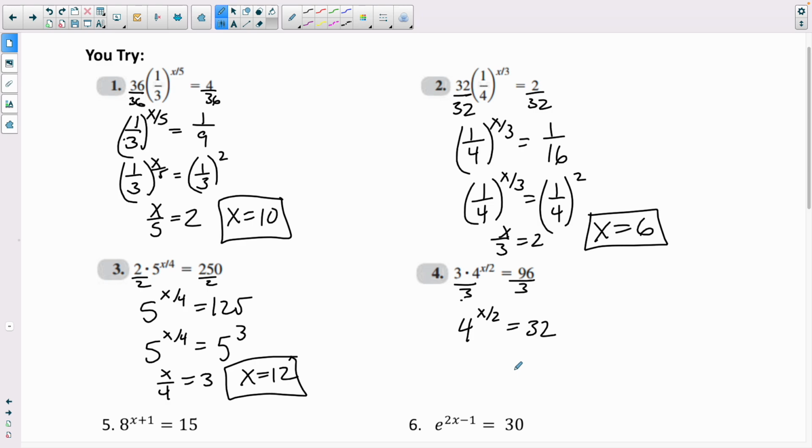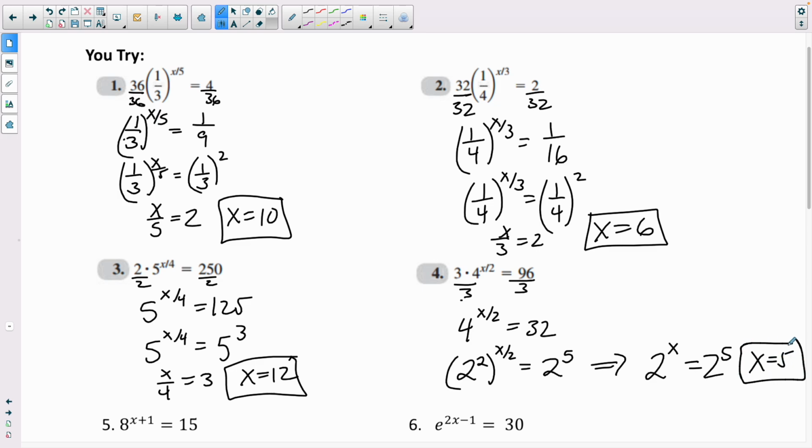So here, 32 is not a power of 4. So what I'm going to do is rewrite both of these as powers of 2. So 2 squared to the x over 2 is equal to 2 to the fifth. 2 to the fifth is 32. So this means that 2 to the x, because I multiply my exponents, is equal to 2 to the fifth. So x equals 5.